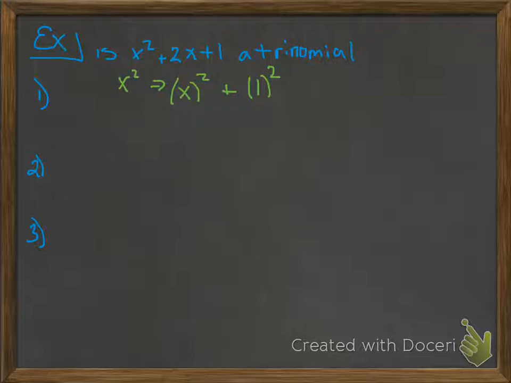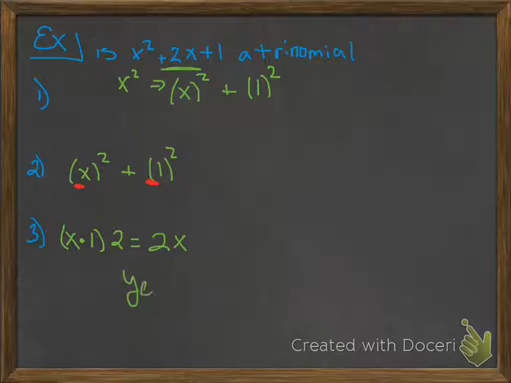Part 2 asks, we have x squared, and I'm going to call that a, plus 1 squared. The 1 is not a negative and neither is the x, so there's no minus sign before either one of them. And in that middle term, if I took x, multiplied it by 1, and then times this all by 2, do I end up with this middle term of 2x? And I do. I get my 2x right there. So all 3 parts work, so yes, this is a trinomial square.